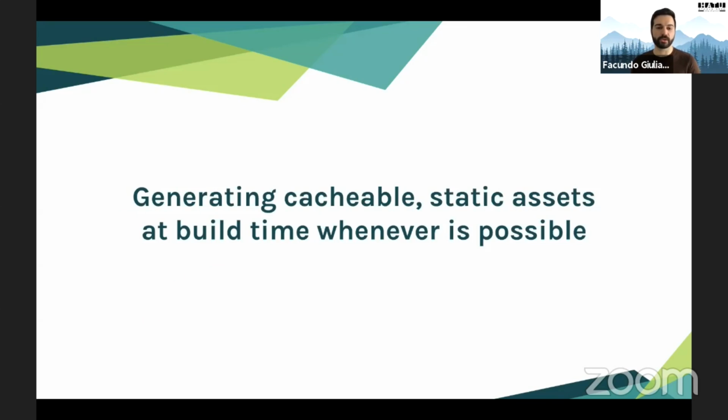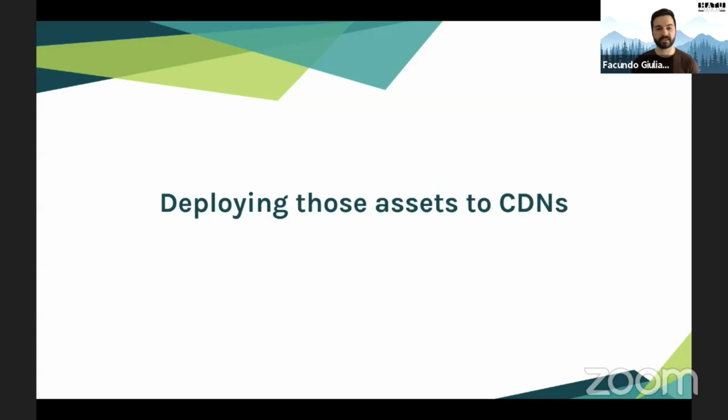For instance, we should try to generate cacheable static assets at build time whenever possible. So when we build our website, we will need to try to generate static assets and static HTML pages whenever possible. I mean, the maximum amount of static assets that we can generate, the better, because we have less dynamic content that we have to generate on the fly, and all the benefits that we mentioned before. These static assets, we should deploy them to CDNs.